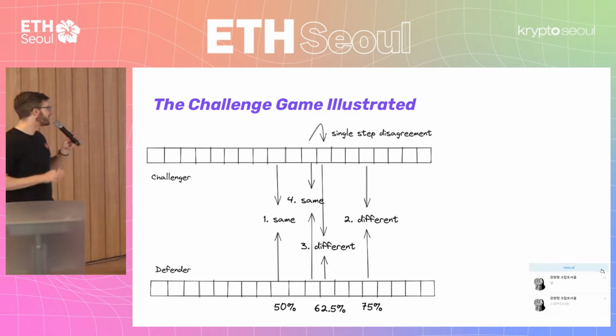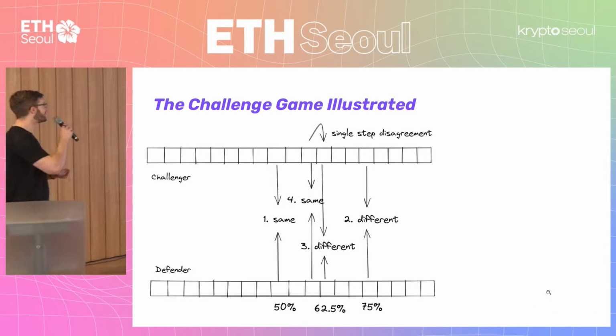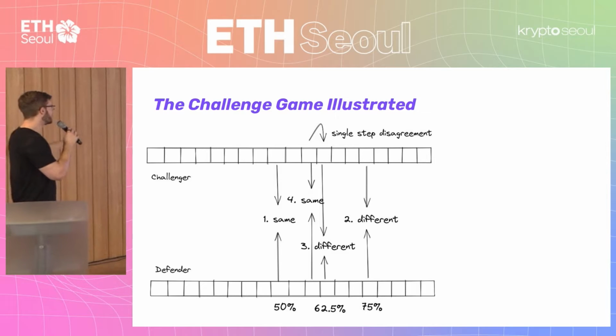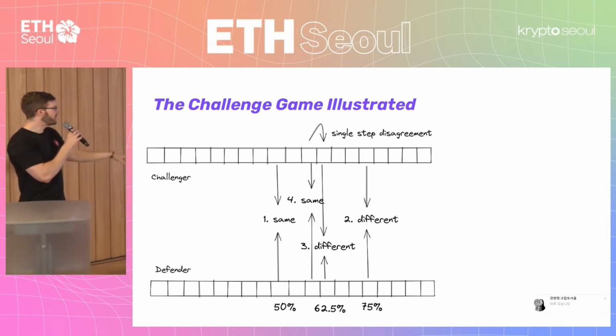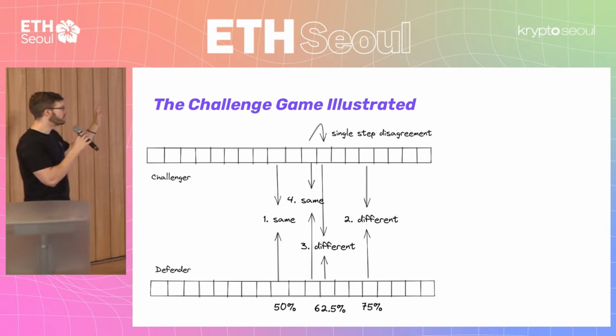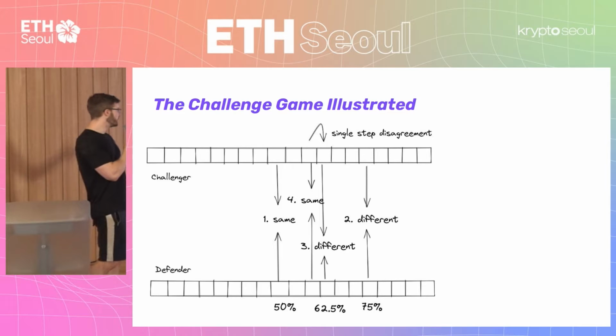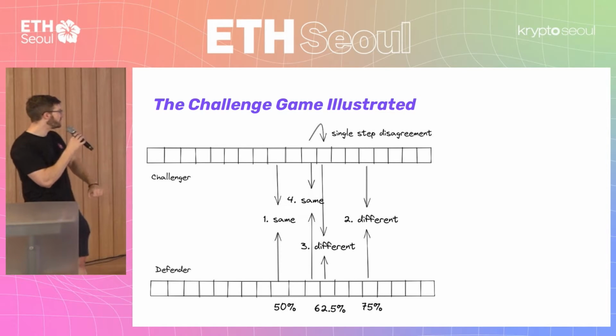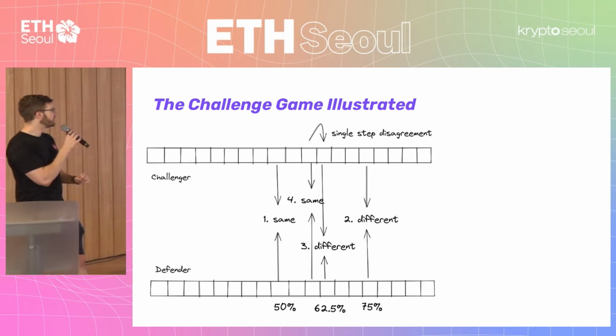So, all right, this is an illustration of the challenge game graphically. These boxes on the top and the bottom are the execution trace of the challenger and the defender. Every single box is one assembly instruction. So you start at the middle, you take a hash of your memory, you submit it to Ethereum, and you compare. In this scenario, we're going to say it's the same.